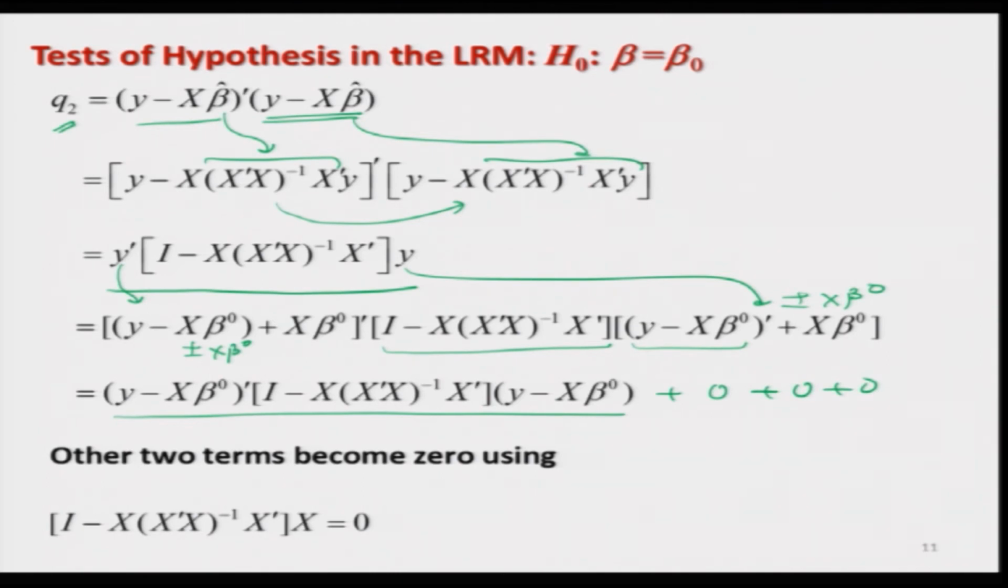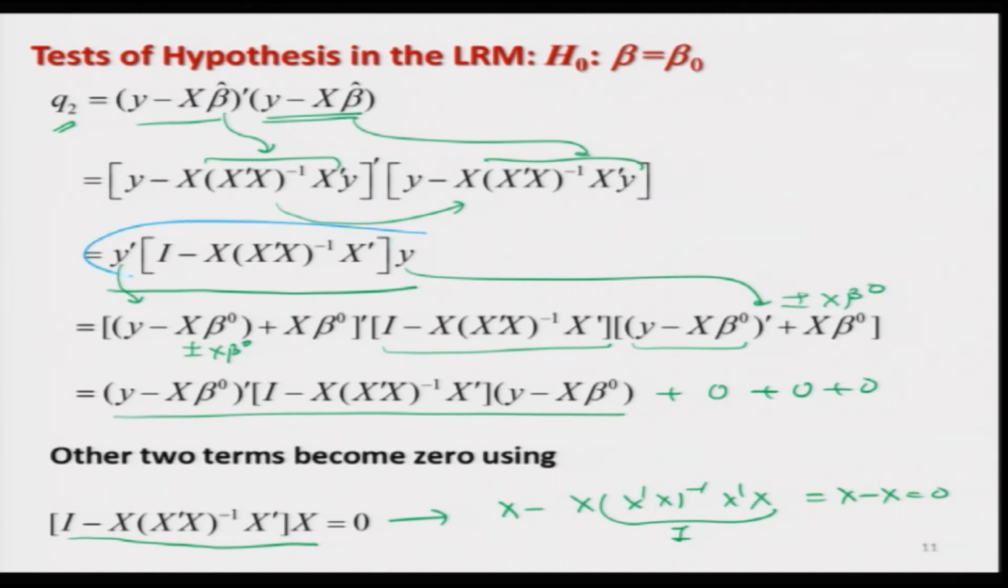Because we are going to use the result that the hat matrix into x, that is (I minus x (x transpose x) whole inverse x transpose) into x, is going to be x minus x (x transpose x) whole inverse x transpose x, which is equal to, see this is I, and so this becomes x minus x, which is a null matrix. Now, the reason why I am adding and subtracting x beta naught is that I am trying to express this quadratic form in terms of this quadratic form.